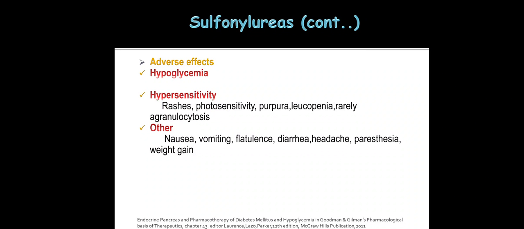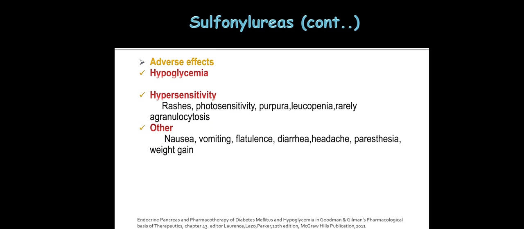The adverse effects, as you know, is hyperinsulinemia producing hypoglycemia. So the chances of hypoglycemia are high with sulfonylureas as compared to biguanides. There are rare hypersensitivity reactions to sulfonylureas, and also nausea, vomiting, flatulence, diarrhea, headache, paresthesia, weight gain. So the most important adverse effects are hypoglycemia and weight gain.